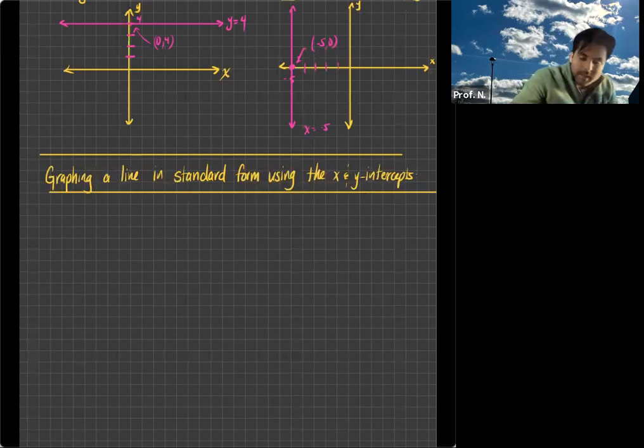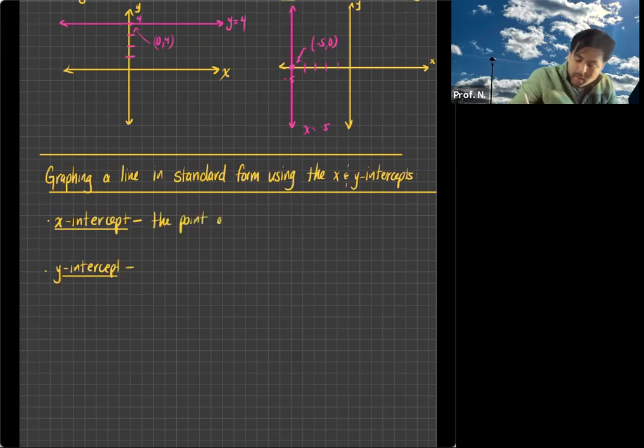So first of all, what is the x-intercept and what is the y-intercept? The x-intercept and the y-intercept. The x-intercept is the point on the x-axis where the line crosses.